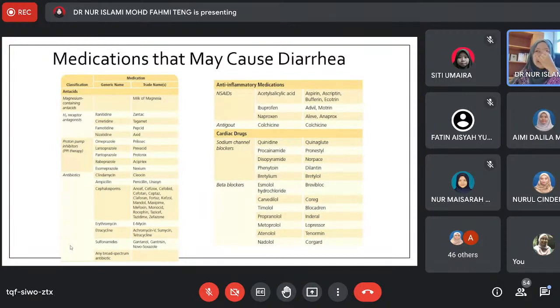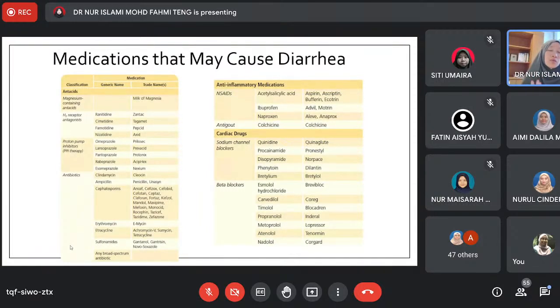This is the medication that may cause diarrhea. It is very important for the dietitian to know and to identify the medication that may cause diarrhea. Why? For example, if we don't know that a medication causes diarrhea, we may misinterpret. We may think that our prescription, our nutrition intervention or diet is what causes the diarrhea, but actually it is not. It's actually the medication that causes diarrhea.